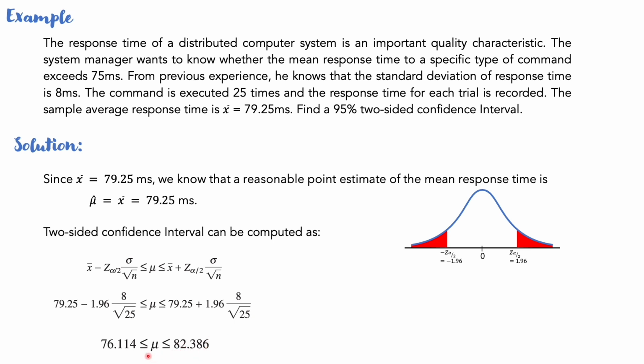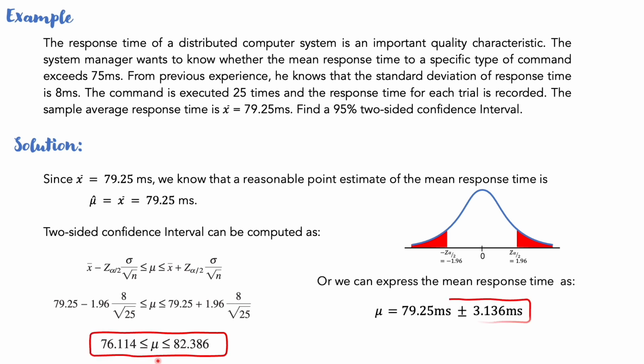Now this is one way of expressing it. We can express it another way, like this one, which is most frequently used to express measurements. That's 79.25 plus or minus 3.136 milliseconds. And how did we do that?